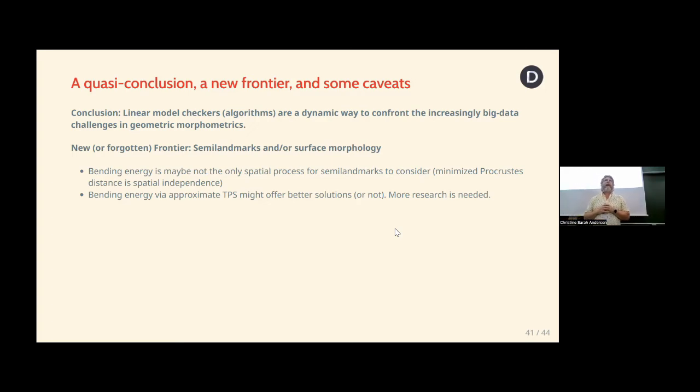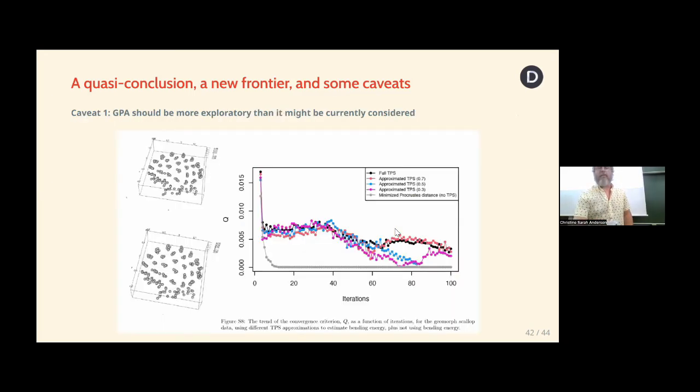Since 2005, there have been two ways to do this. We can use bending energy, which infers or assumes a spatial process, or minimize Procrustes distance among sliding landmarks, which means spatial independence. We can do one of those two things. I'm pretty sure using approximate thin plate spline for bending energy might mean that we can find better solutions. And here's something I bet you've never done.